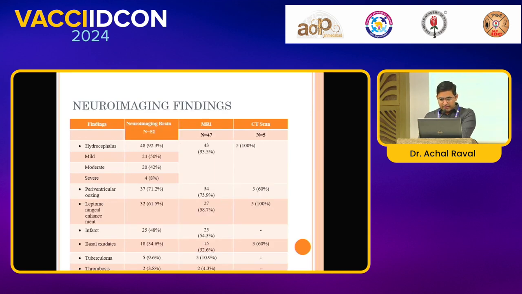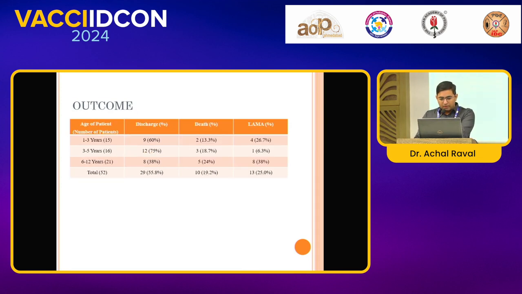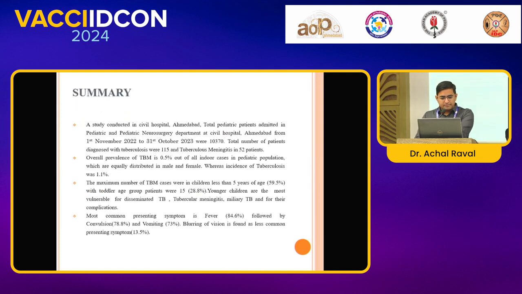In neuroimaging findings with MRI and CT scan, hydrocephalus is seen in 48 patients, followed by periventricular oozing seen in 37 patients, and leptomeningeal enhancement seen in 32 patients, which are the most common findings in this study. As the age advances, the number of patients with death ratio increases. It is most common in 6 to 12 years of age.